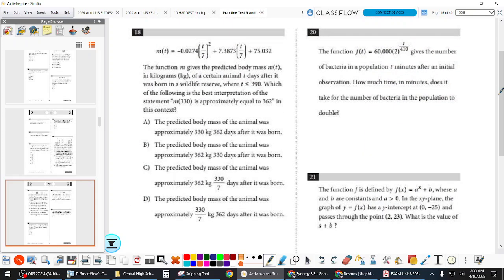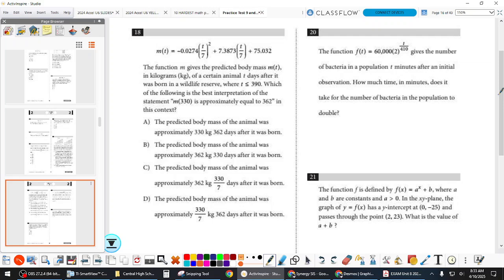Alright, yeah, look at this one. Just even to read it is going to take half of your time, right? I got 18 wrong. Okay, so this function gives some predicted BMI, of a certain animal T days after it was born in a wildlife reserve. Who cares where it was born, right? Alright, where T is less than or equal to 390.